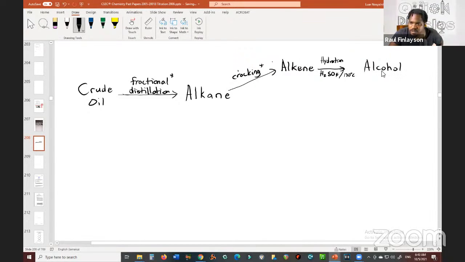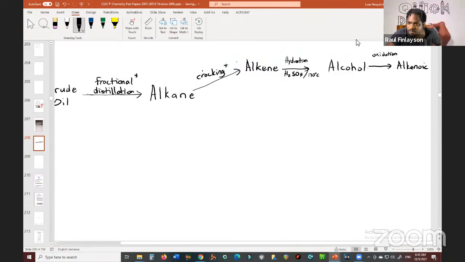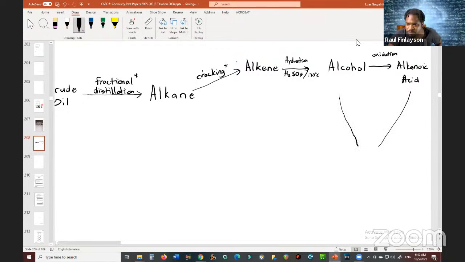And then you can also react the alcohol further, oxidize it, and it turns into an acid. It turns into an alkanoic acid. So this is called oxidation. And of course, we have our alkanoic acid. So this is the story of the organic compounds. Alkanoic acid. All right. There's a thing that happens here. We'll combine the two of them.